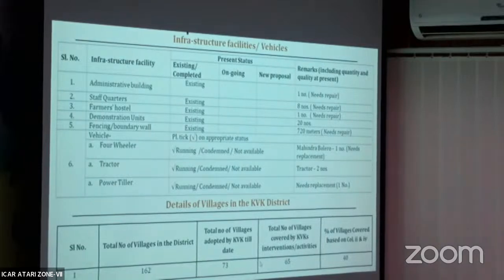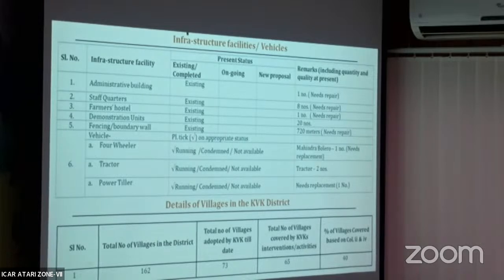I would like to stress that our administrative building was started in 1994, and now this really needs repair. Even the staff quarter and our farmers hostel, we have done something, and the fencing and boundary wall also need some repair in many places. And especially our vehicle requires a new vehicle now. So I think the Sir knows about this very well. I have been in contact with him also.